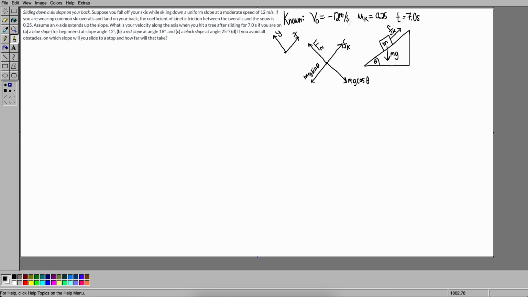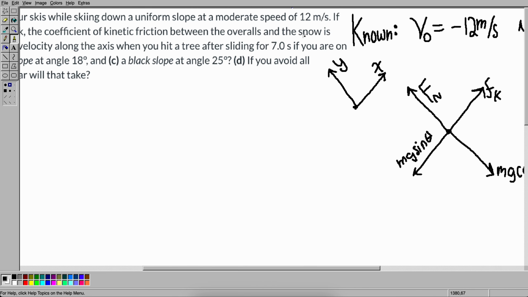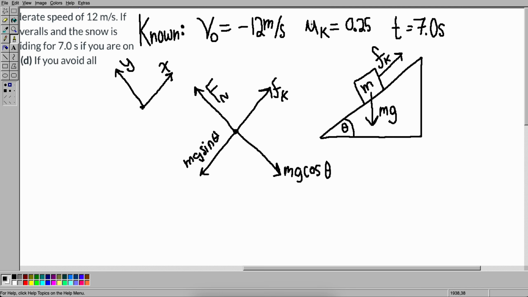Our knowns for this problem are that our initial velocity is negative 12 meters per second. It's negative 12 because we know that our speed is 12 meters per second down the ramp, and that the x-axis extends up the slope, which makes our velocity negative. We know that our coefficient of kinetic friction is 0.25, and that the time that A, B, and C take place in is 7 seconds.